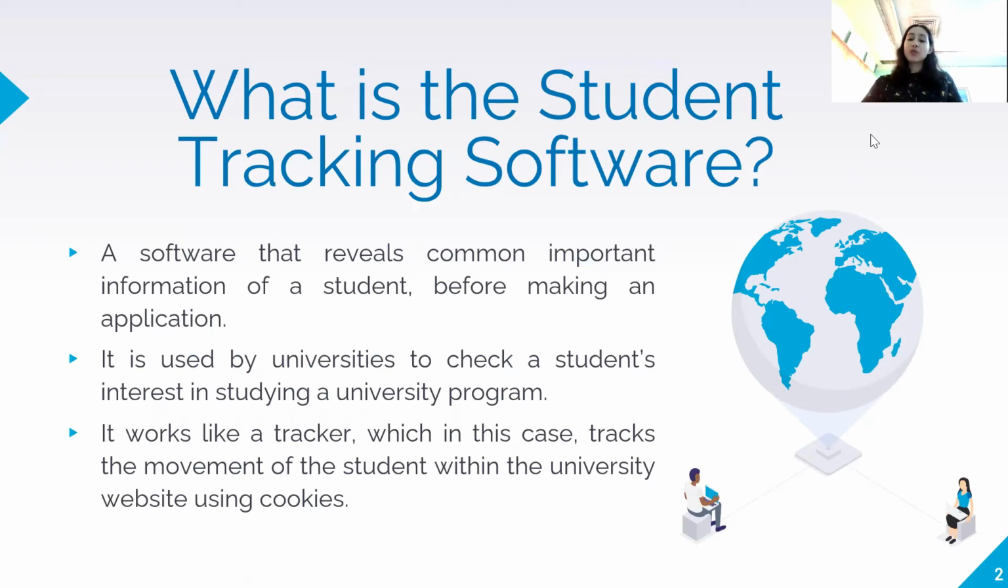Now, this is what happens within the software. The software displays which specific university pages the student visits at that time and how much time the student spends at each page. The university then uses this information to determine the probability of the student accepting or even enrolling at the said university.